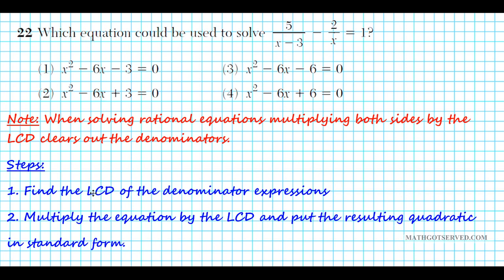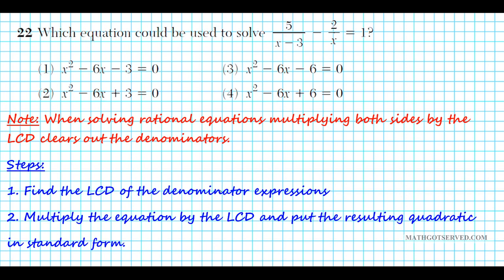Now, the steps we're going to use to solve this problem are as follows. First of all, we'll find the LCD of the denominators. So we have x minus 3 here, x, and then we could put a 1 here. We'll find the LCD of those three expressions. Step 2, we will multiply the equation by the LCD. Why? Remember what we said earlier? When you multiply a rational equation by the LCD of the denominators, it clears out the denominators. So if we multiply by the LCD, all the denominator expressions will drop off.